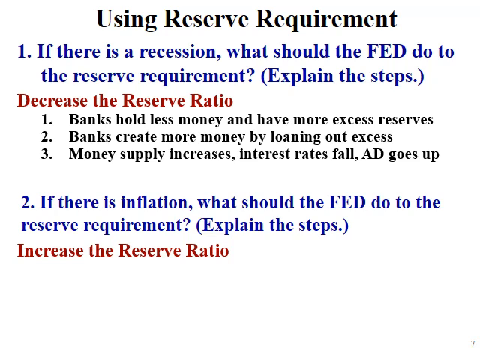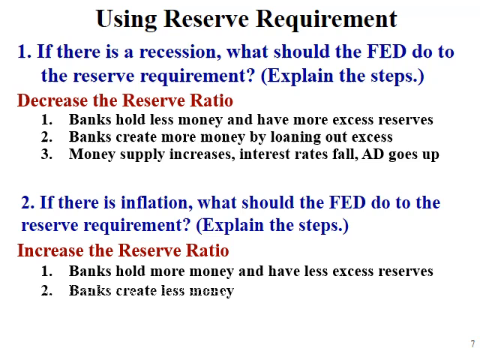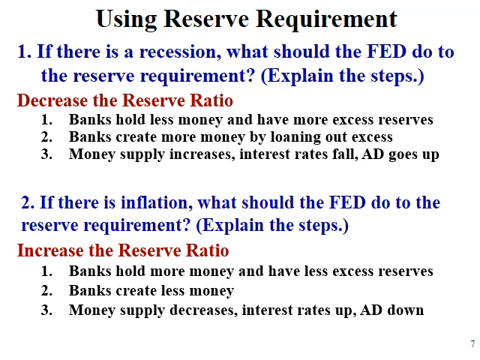If there's inflation, and one of the things that the Federal Reserve is concerned about is monitoring and limiting inflation, then they would want to do the opposite. We would call that contractionary monetary policy. They'd want to increase the reserve ratio, and we could go through the exact same steps. By increasing it, they have to hold on to more, meaning they can loan out less. That means less money is going to get deposited into banks. That decreases the money supply. Interest rates go up. Investment demand goes down. Aggregate demand goes down.